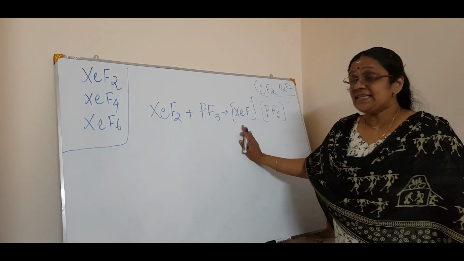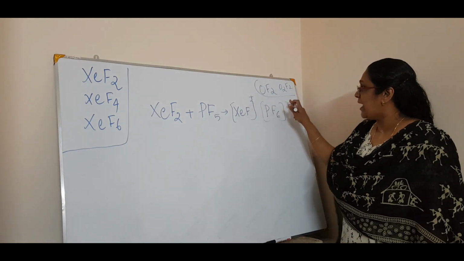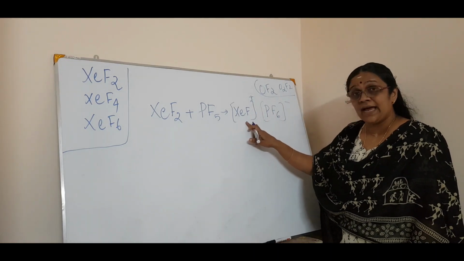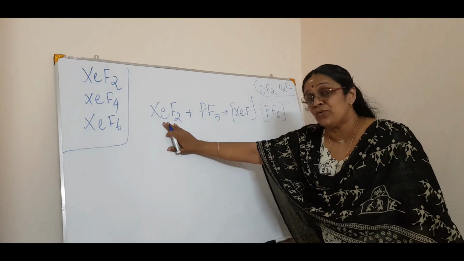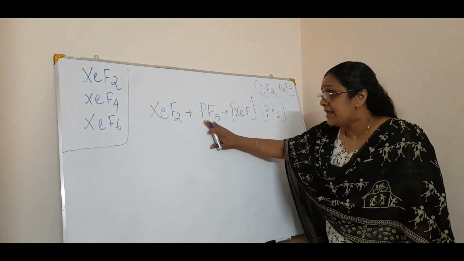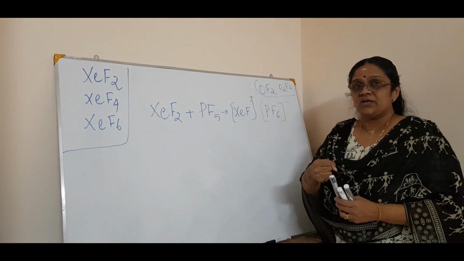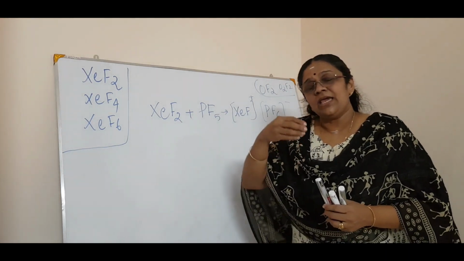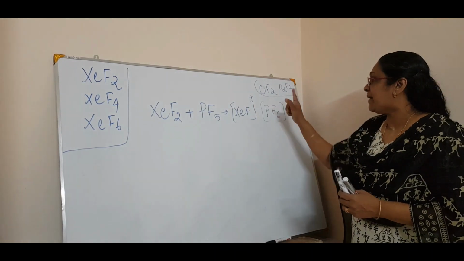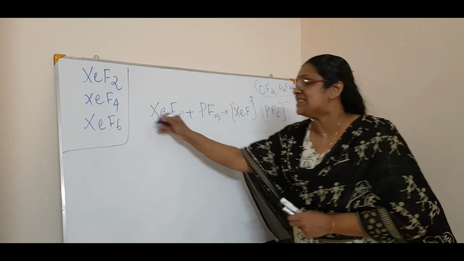See, in the same reaction, both cation as well as anion form. This XeF2 acts as a fluoride ion donor because it gives fluoride to the phosphorus pentafluoride. And here, what is this phosphorus pentafluoride? It is a fluoride acceptor. So in the same reaction, you are getting a fluoride donor as well as a fluoride acceptor, making plus and minus in the same compound. That is important. This question is asked in the board exam, so please study well. Okay.